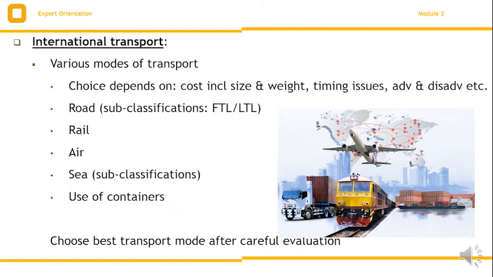Then when you look at rail, in South Africa, rail is specifically used to transport bulk commodities like your manganese or your coal. Then when you look at transporting goods by air, this is very fast. However, it could be pricey. However, one of the benefits is you have controlled cargo space as well as the ability to transport oversized goods.